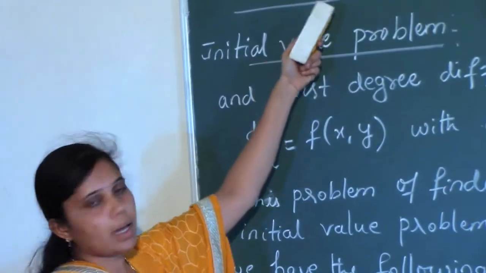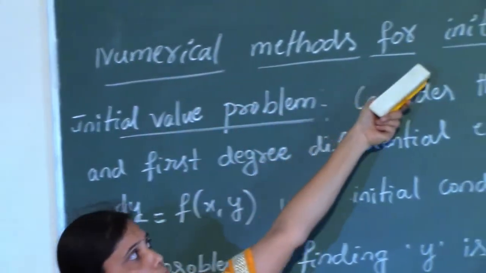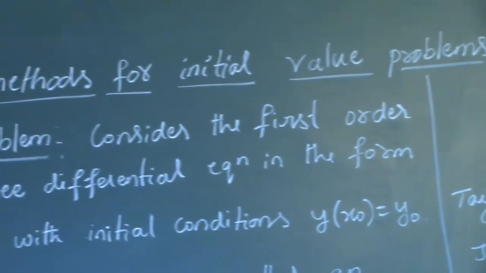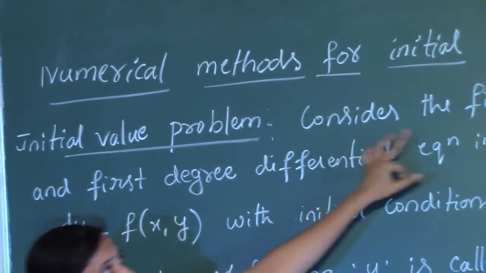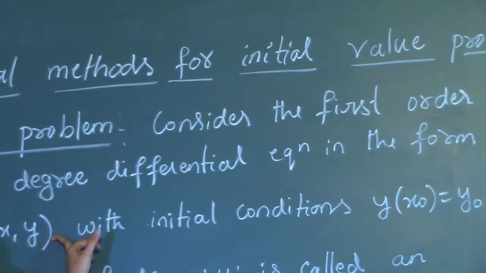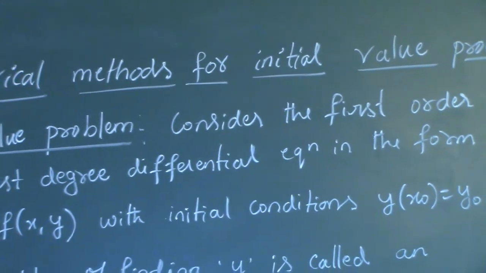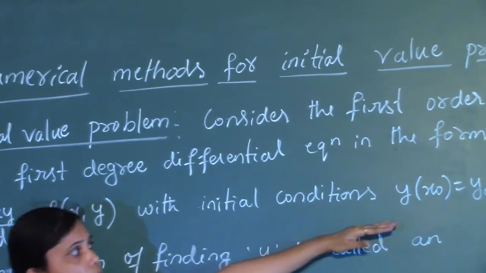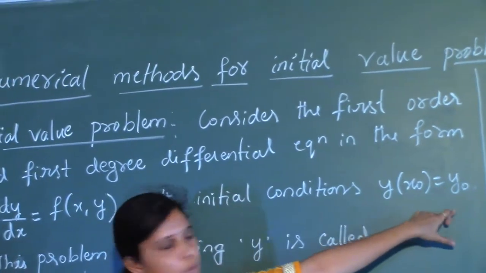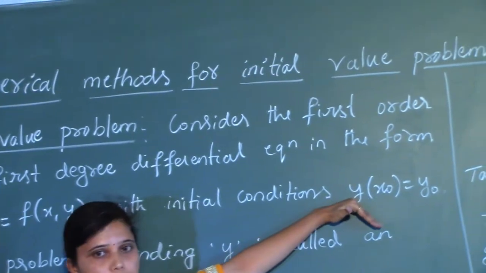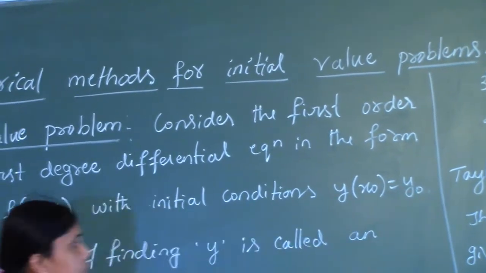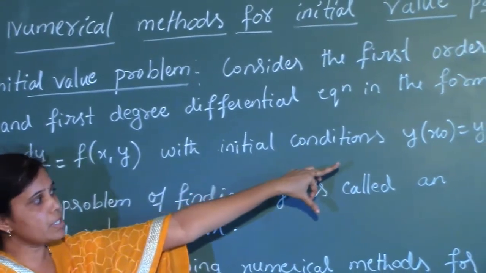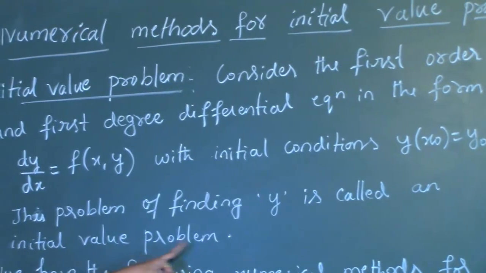In this session, I am going to teach about the numerical methods for initial value problems. Before going to the methods, let us see the definition of initial value problem. For this, we have to consider the first order and first degree differential equation, which is of the form dy by dx is equal to f of x comma y. There will be given initial conditions of the form y of x naught is equal to y naught. This means the value of y at x naught is y naught. So the problem of finding the value of y with the given initial conditions is called an initial value problem.